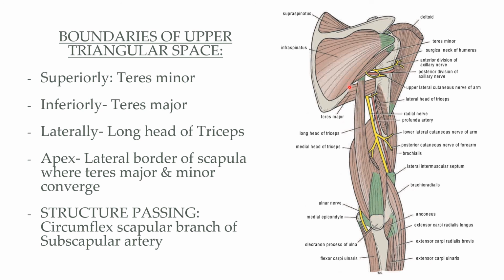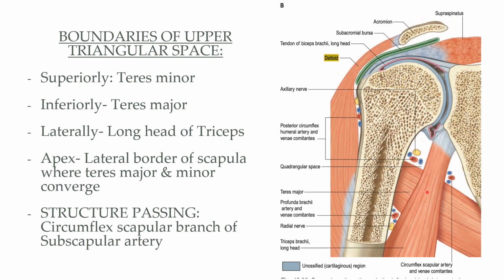So the boundaries of this upper triangular space: it is bounded superiorly by teres minor, it is bounded inferiorly by teres major muscle, and laterally it is bounded by long head of triceps. So we can say that long head of the triceps forms the base of upper triangular space, and the apex is formed by the lateral border of the scapula, where the teres minor and teres major muscle converge. So this is upper triangular space.